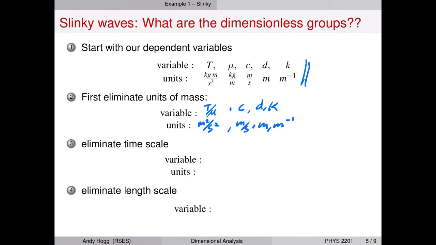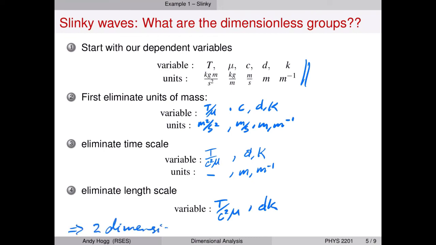Next, let's eliminate time using the speed of sound to give T on c squared mu, which is now dimensionless. We still have 2 dimensional variables remaining, d and k, which can be made dimensionless by multiplying them together. This then eliminates all of our units and gives 2 dimensionless quantities. The caveat on this result is that this is not the only pair of dimensionless quantities that will work here. Multiples of these 2 quantities and powers of these quantities are also valid choices.